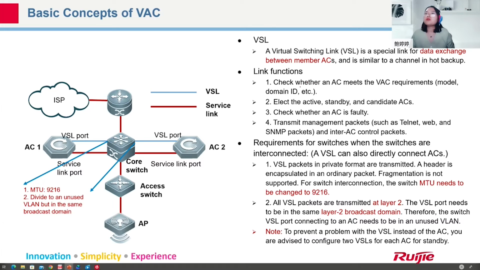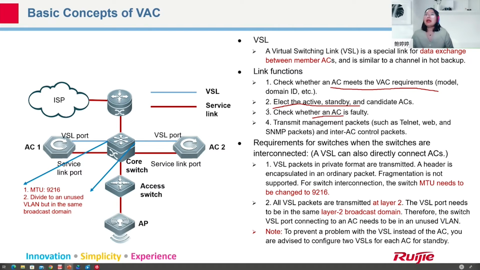And the functions: the first one, we have to check whether the AC meets the VAC requirements or not. We will check the domain ID, check the device ID, check whether the device's version is correct or not, and finally decide the role. The second one, according to the messages, we will elect the roles of active, standby, slave, or candidate AC. Then we will check whether an AC is faulty through the VSL link. And we will transmit the management packets, like telnet, web configuration, SNMP packets, through the VSL link, and then send them to all the member switches.